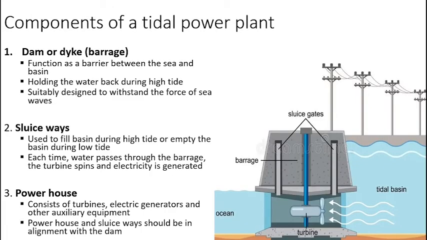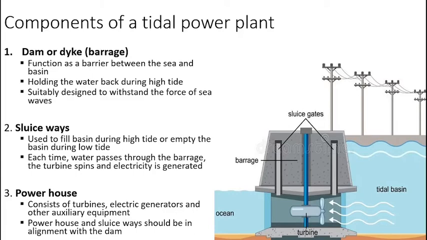Next is components of a tidal power plant. So what are the components of a tidal power plant? The first one is dam or dike, second sluice base, and the third one is powerhouse. So the dam or dike, which is also called barrage, functions as a barrier between the sea and the basin. So look at the picture here.